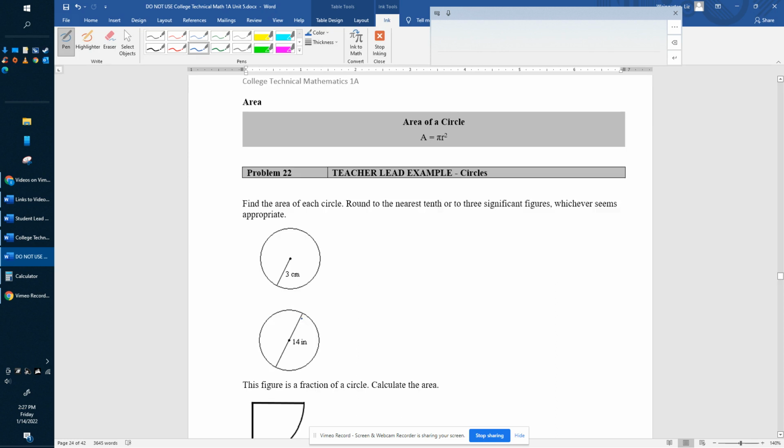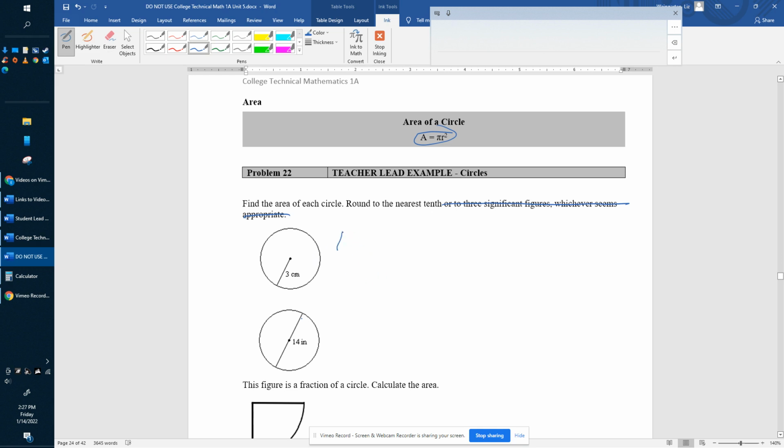All right, welcome back. Now we are going to talk about the area of the circle. And our area of the circle, we're just going to be talking about in terms of the radius. So our area equals pi r squared. You've probably heard that before, so we'll work with that some more here. Find the area of each circle, round to the nearest tenth. You don't have to worry about 2 or 3 significant figures. We'll go with the nearest tenth.